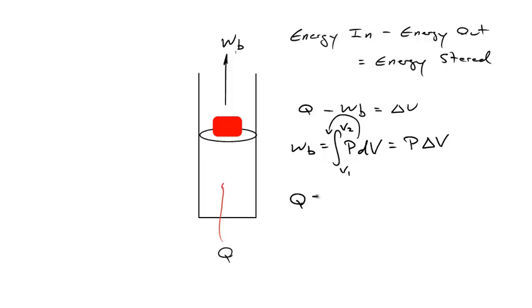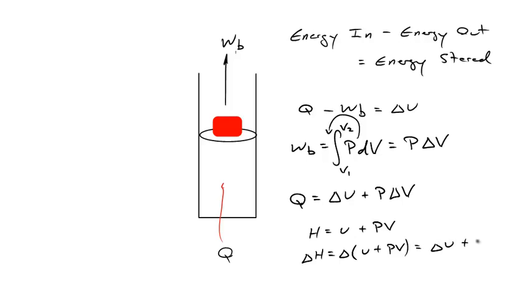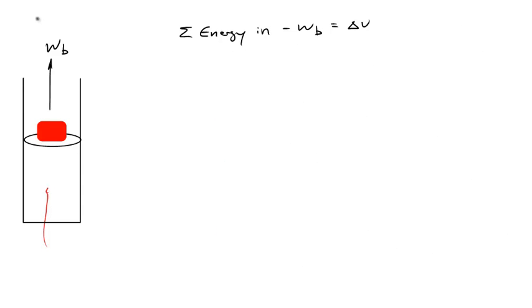So if I make the substitution and rearrange, the amount of heat entering is equal to the change in internal energy plus P delta V. And by definition, we're just calling this letter H, enthalpy. We're just saying that's U plus PV. It means delta H is equal to delta U plus delta PV. Because the pressure is constant, it's equal to delta U plus P delta V. So Q is equal to delta U plus P delta V, which is simply equal to delta H.